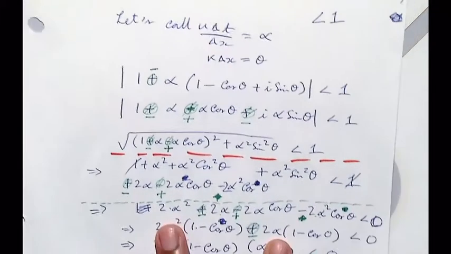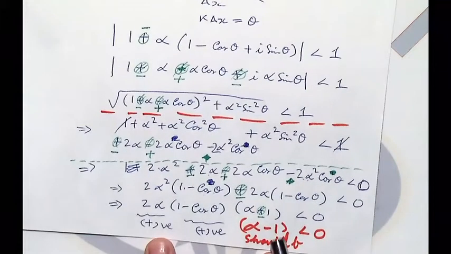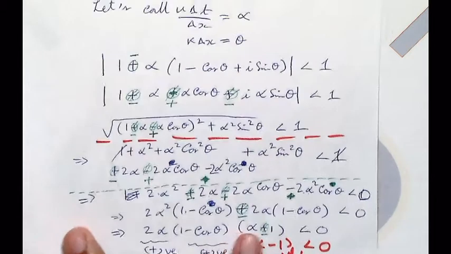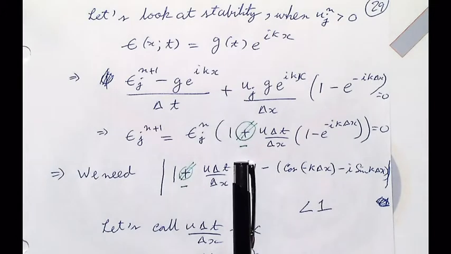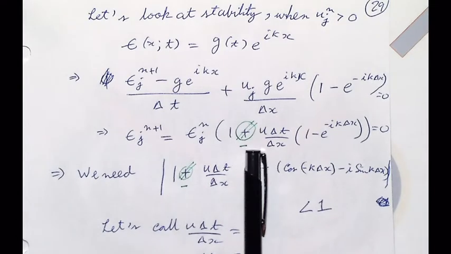Okay, and eventually you will get that it's alpha minus 1, which is what we said the correct answer should be. So again, the minus mistake was here, towards the very beginning.